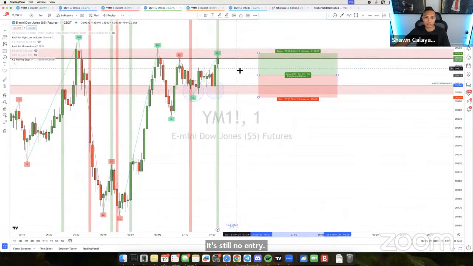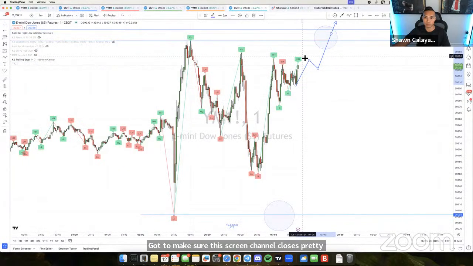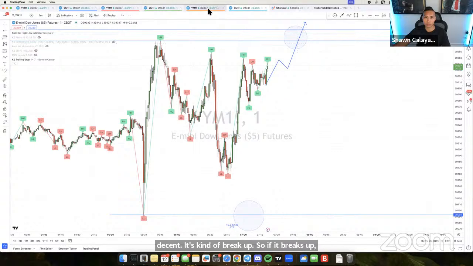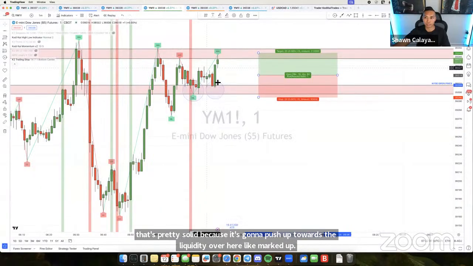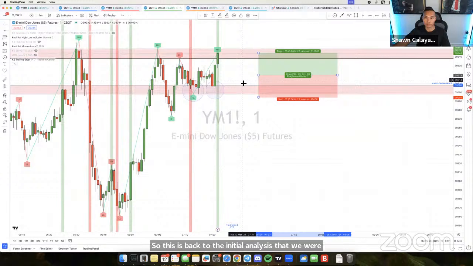Got to make sure this green candle closes pretty decent. It's going to break up. If it breaks up, that's pretty solid because it's going to push up towards the liquidity over here like we marked up. So this is back to the initial analysis that we were looking for. We just got to make sure that it actually closes.